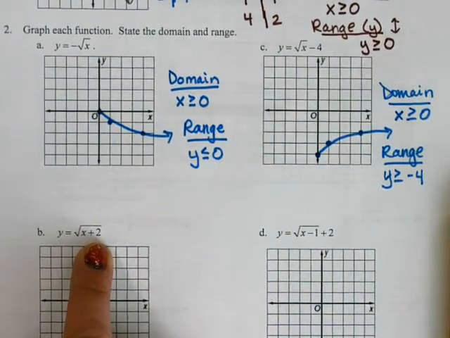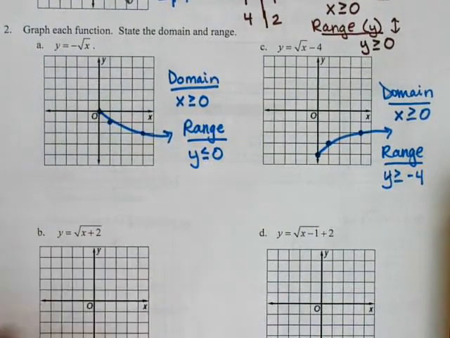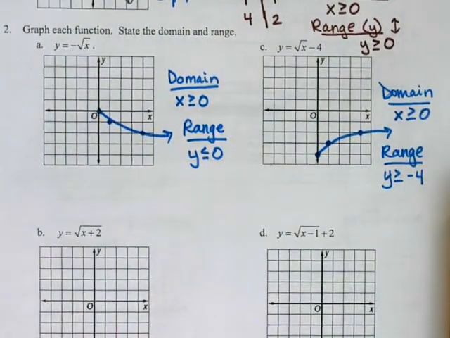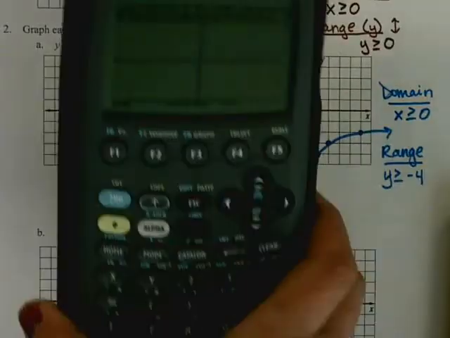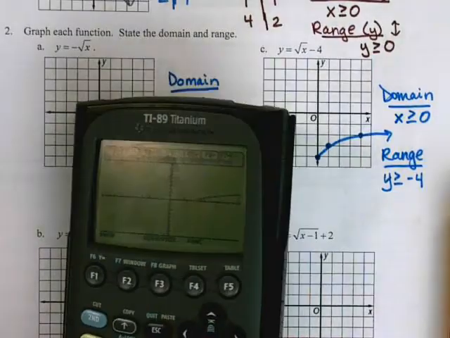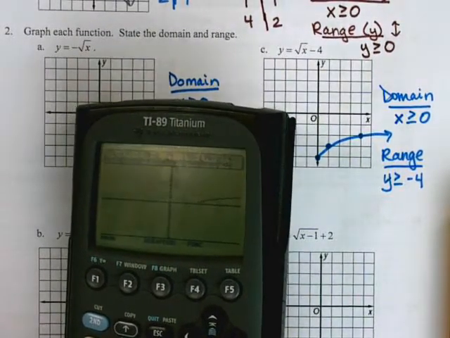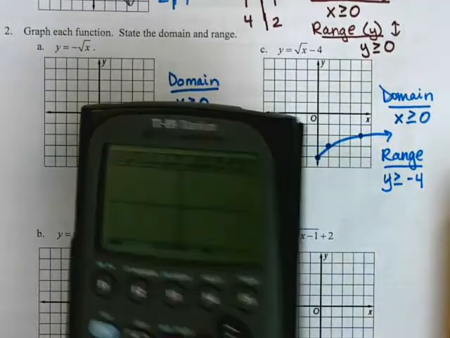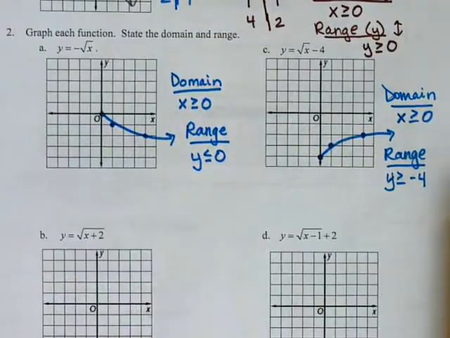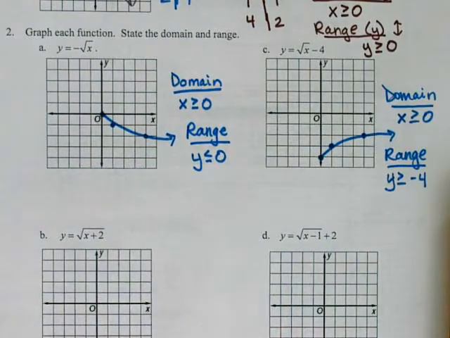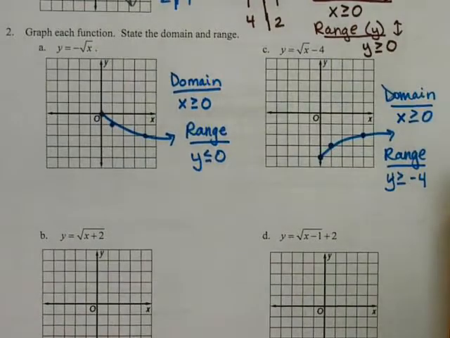It went up when you put it back in the parentheses? Oh, it moved it up. Can I borrow your finger? It moved it up. Oh, right there, and to the right. So if the number's under the square root, it's going to move it left or right. So let's try B.